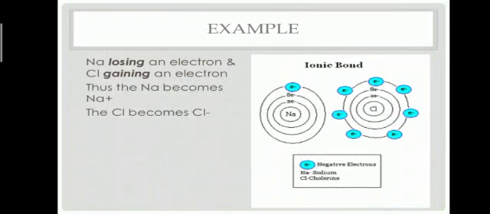An example is sodium chloride. The sodium has the ability to lose one electron, while the chlorine has the ability to gain one electron. So sodium will lose one electron and become positively charged, a cation. Chlorine will gain that electron and become an anion.